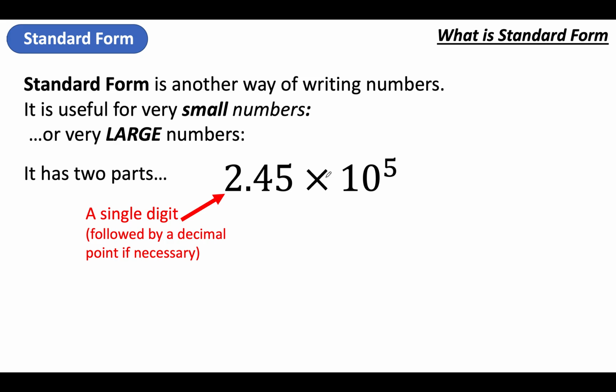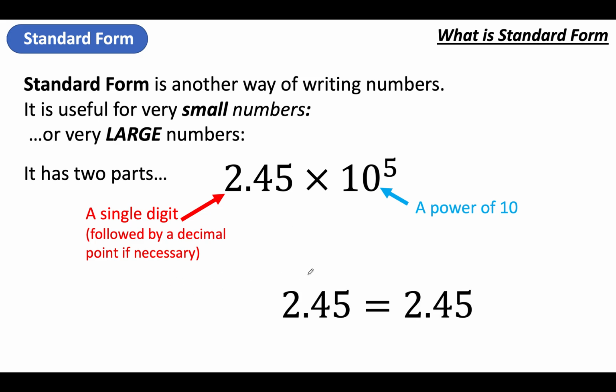All right? The other part is this power of 10. And the power of 10 kind of adjusts it. It tells me that my number isn't really 2.45. It's actually those digits, but times by 10, 5 times. Actually 5 places bigger. So it works like this.